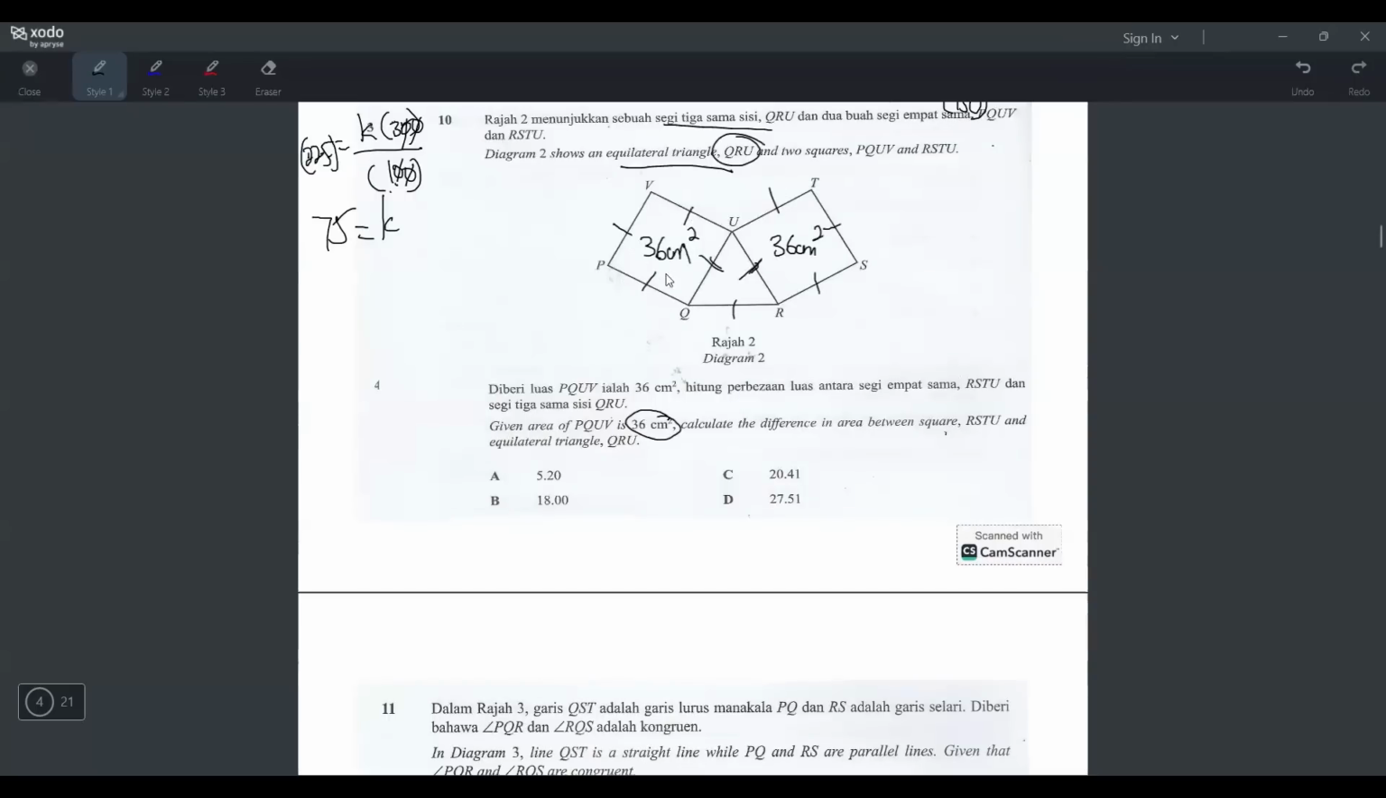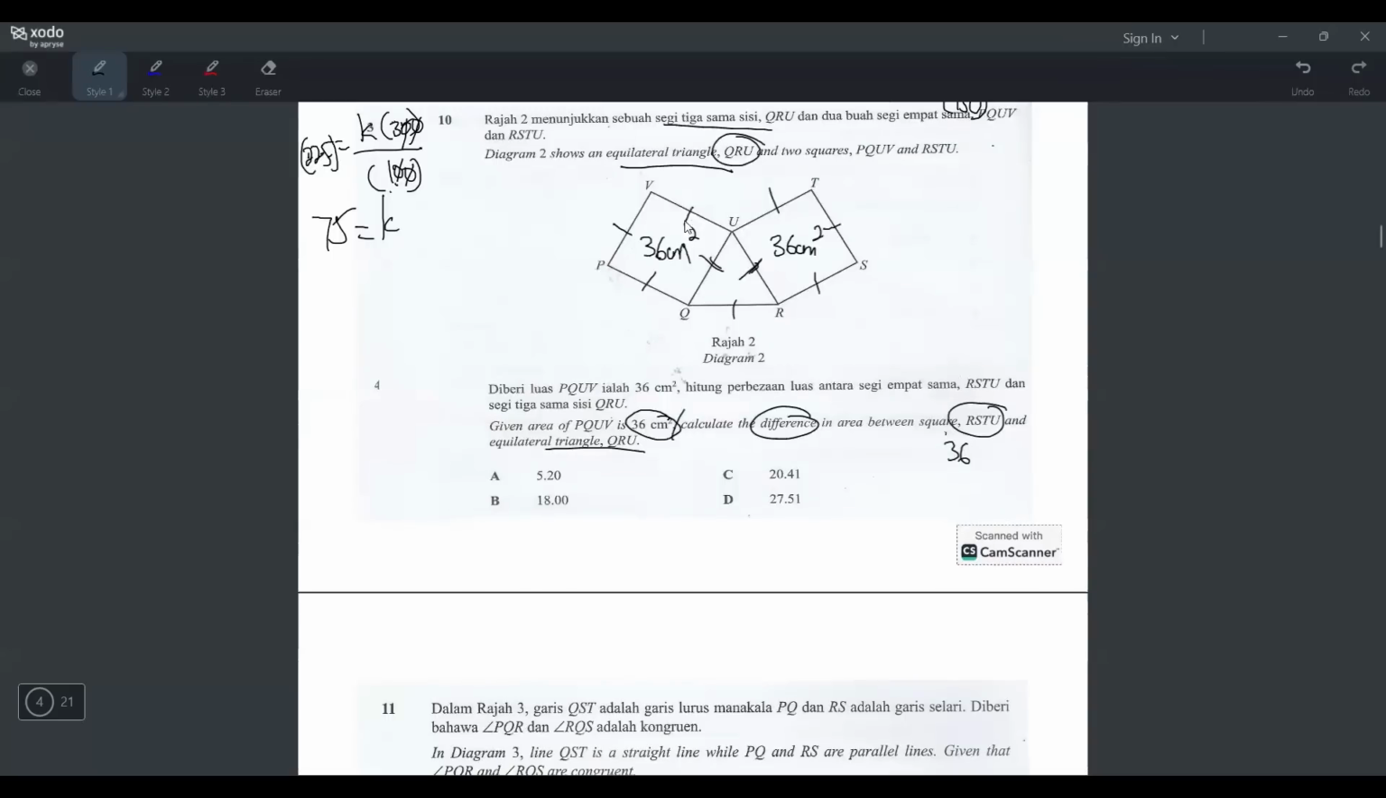Okay, let's see what I want. Calculate the difference in area between square RSTU, which is 36, and the equilateral triangle QRU. So I need to find area of square, but it's already 36, and then find area of equilateral triangle, and then take bigger minus smaller, right? Now I need the area of triangle, but I need the length for the triangle. I need some length, right? I must have the side length before I can find the area of the triangle.